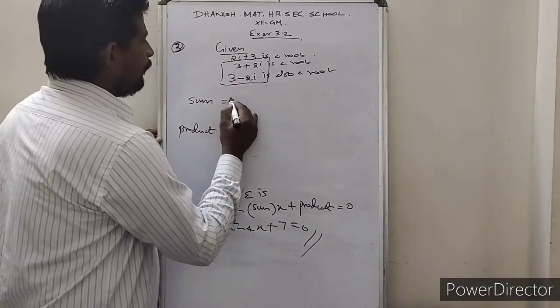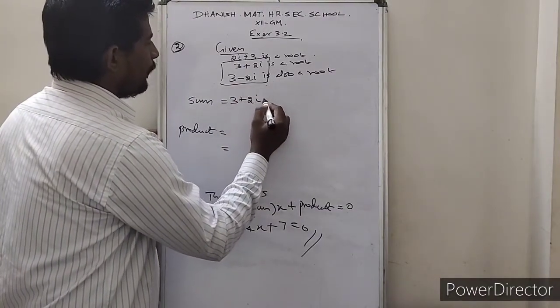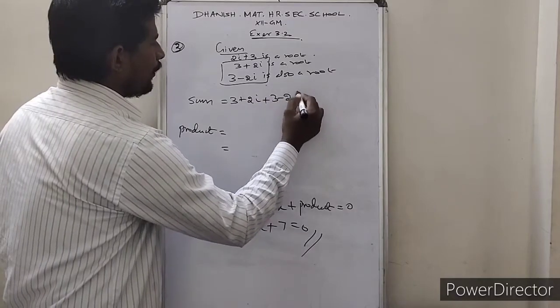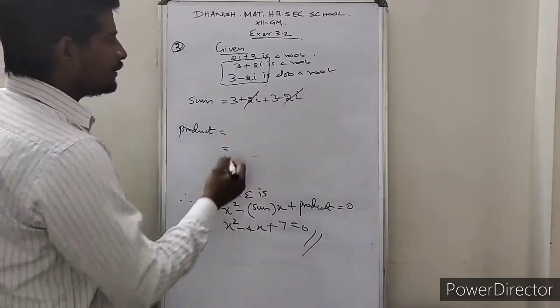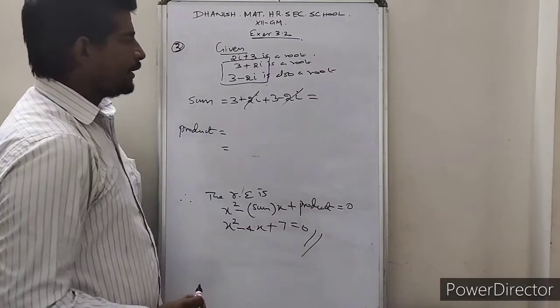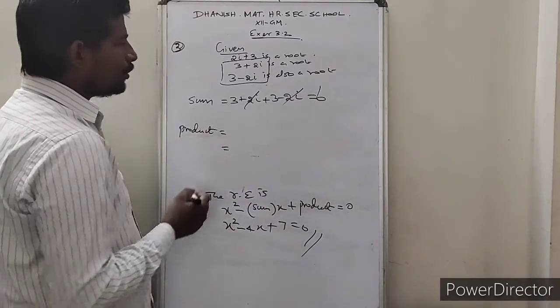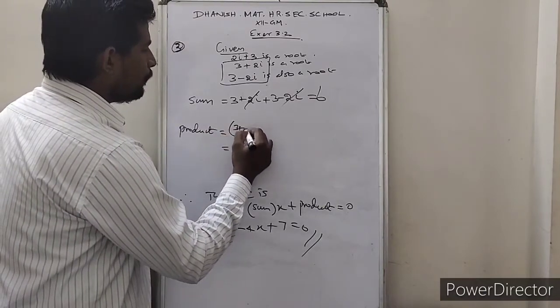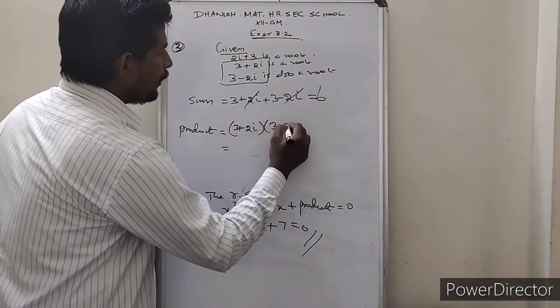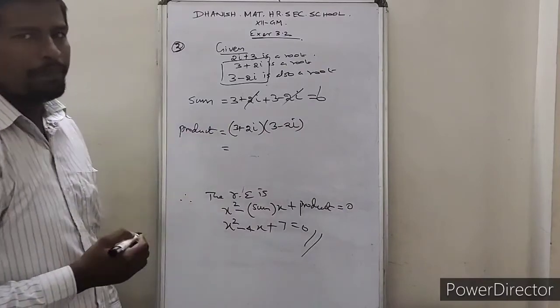First, I am going to write the sum: 3 plus 2i plus 3 minus 2i. Plus 2i and minus 2i will get cancelled. The next step would be 6. Our sum of the roots is 6. Now I am going to find the product of the roots. 3 plus 2i into 3 minus 2i. Here this is in the form of (a plus b) into (a minus b).